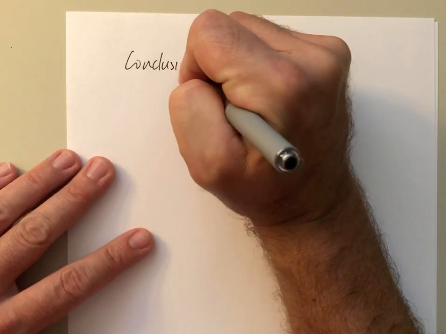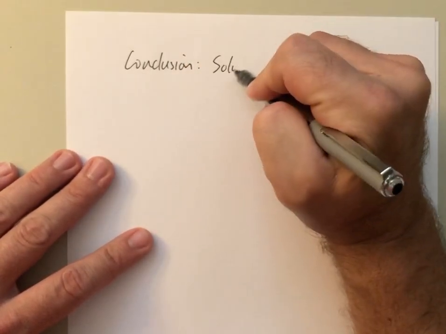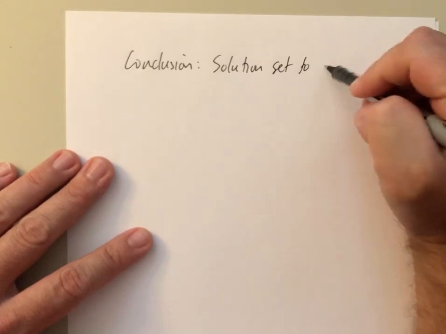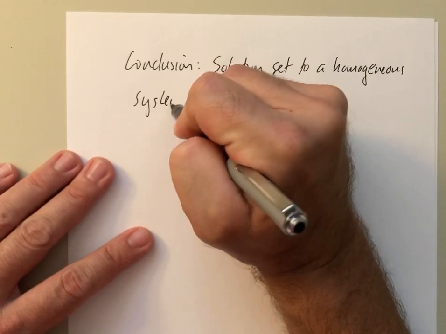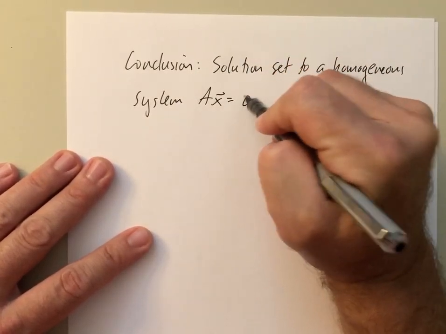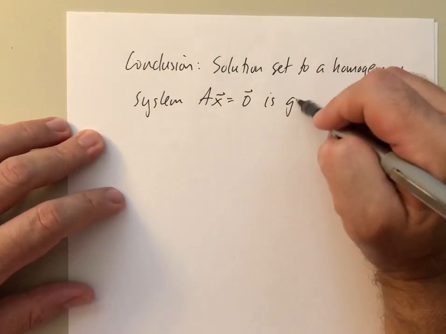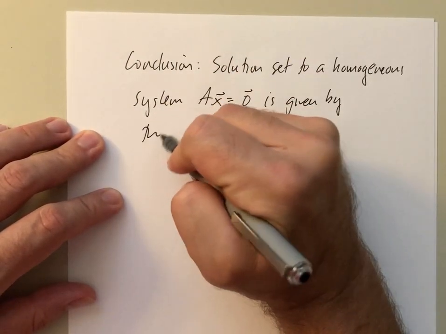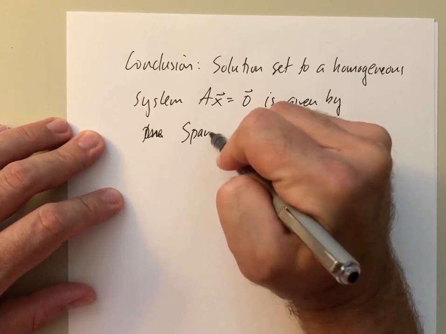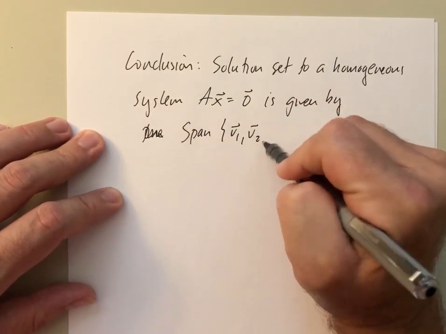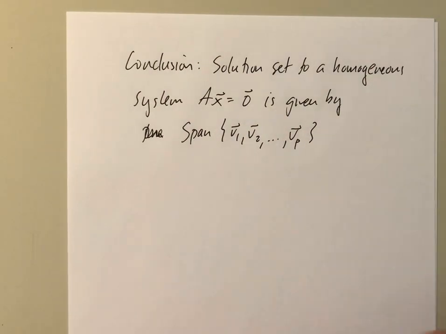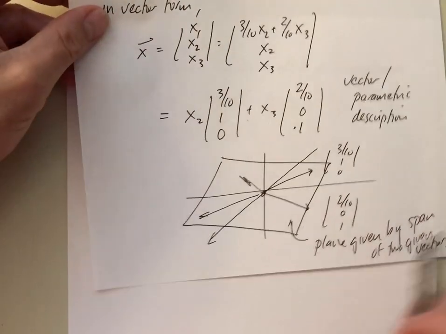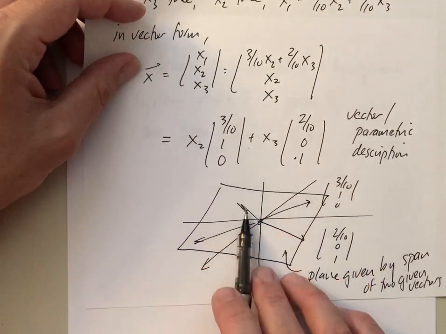Let me finish with a conclusion, or maybe a punchline: the solution set to a homogeneous system, let's say Ax equals 0, is always given by the span of a bunch of vectors, v1, v2 through vp. So in this example, I had 2 vectors. The span of these 2 vectors gave me the solution set.